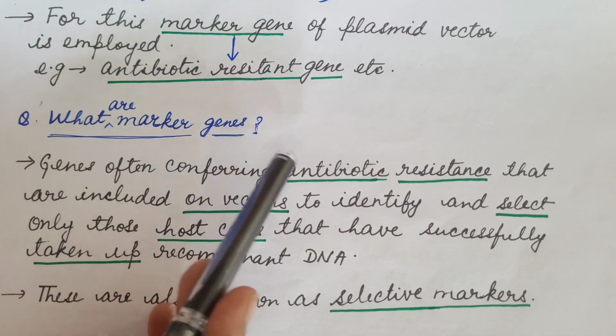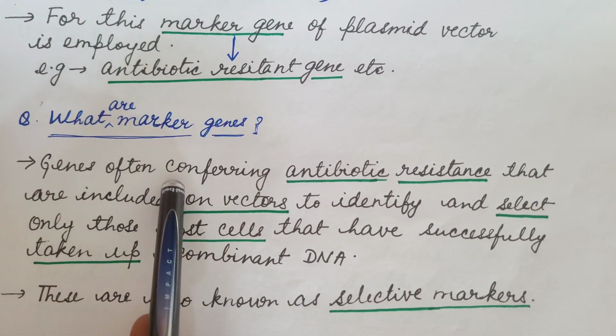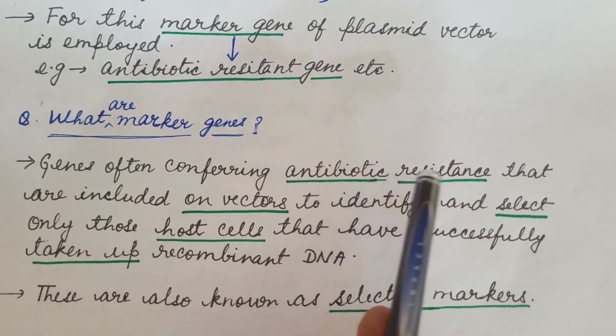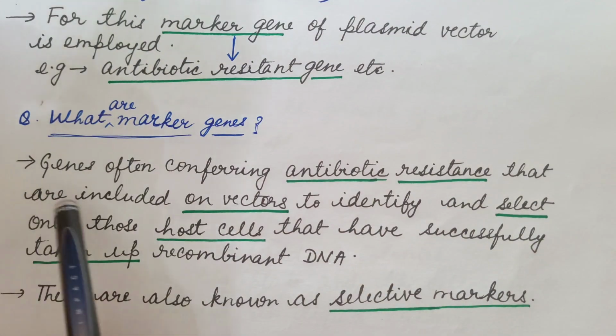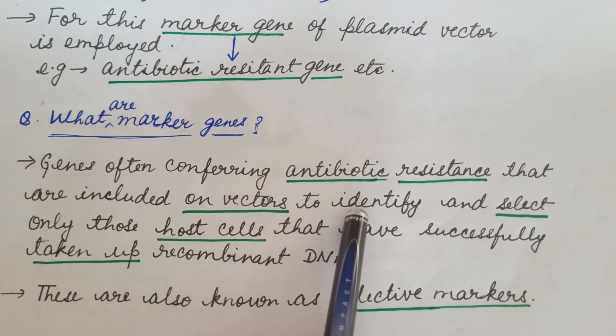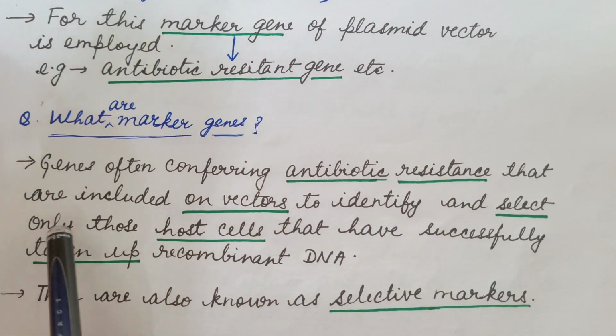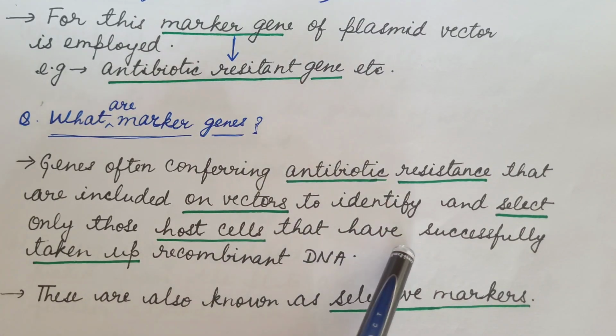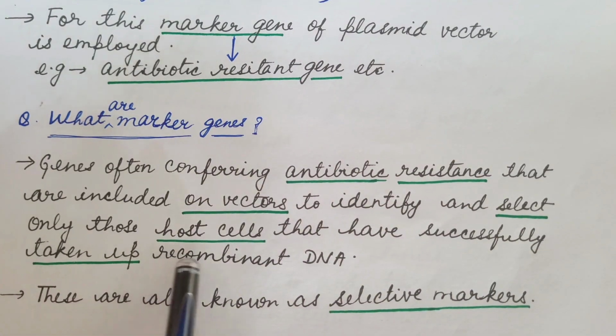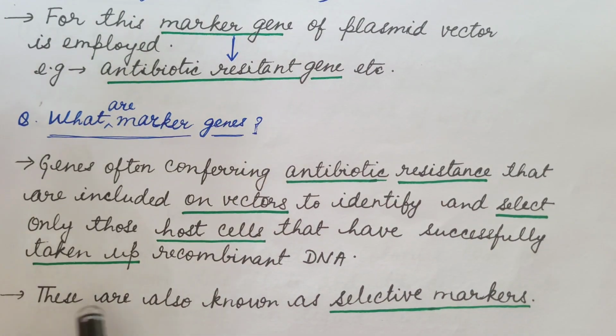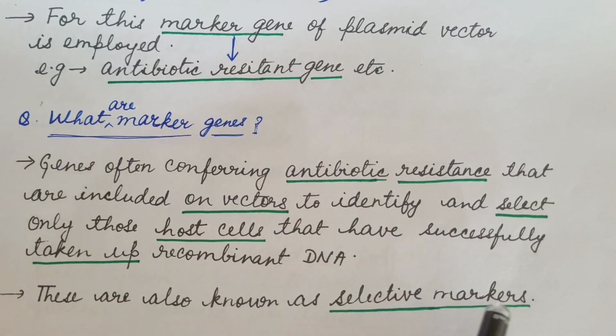Now what are marker genes? Genes often conferring antibiotic resistance that are included on vectors to identify and select only those host cells that have successfully taken up recombinant DNA. These are also known as selective markers.